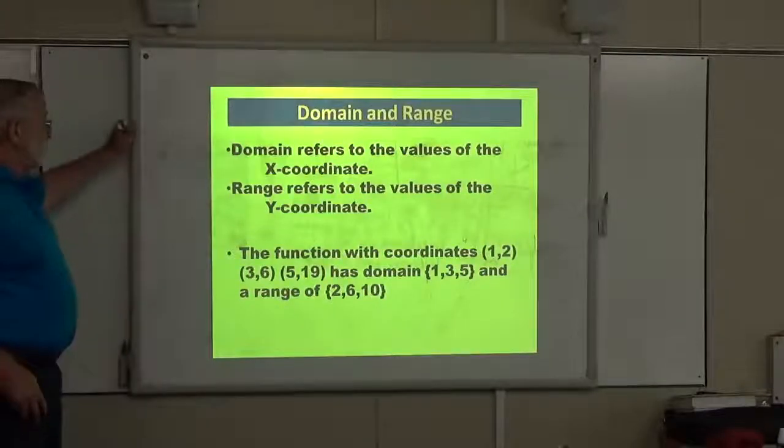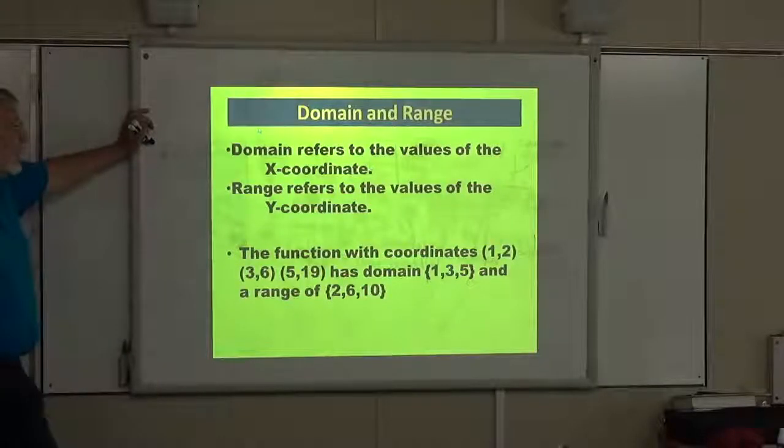All right, now domain and range. This is something that you should know. Domain refers to the x values, the x-coordinates; range refers to the values of the y-coordinates. The function with coordinates 1, 2, 3, 4, and 5, 19 has a domain. Whoa, that's supposed to be a 0.